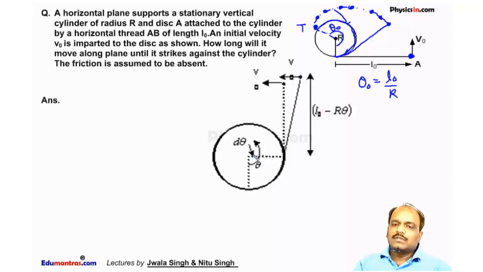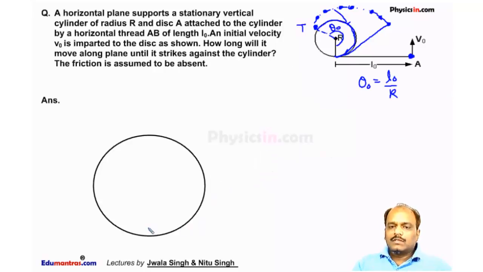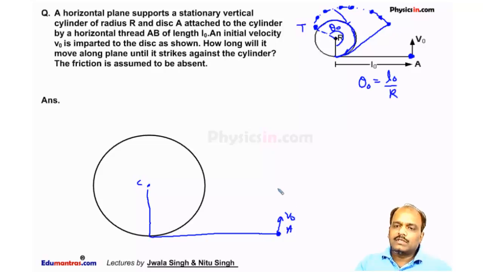Now at any instant, suppose this is our disk and this is the particle, this is the center. Initially the particle is located here. This is the particle A. It is thrown with a speed v0 in the horizontal plane. This figure is in a horizontal plane on a frictionless surface. So this is T, this length is L0. After some time the particle is here. The string makes some angle. This is the string. Now the particle is like this.